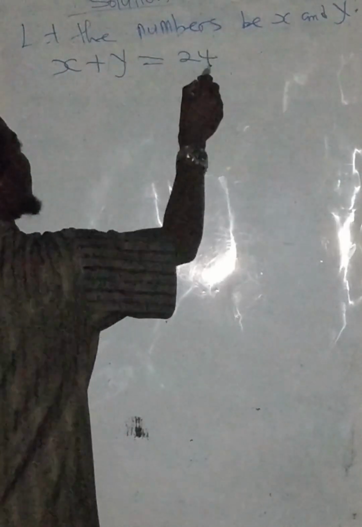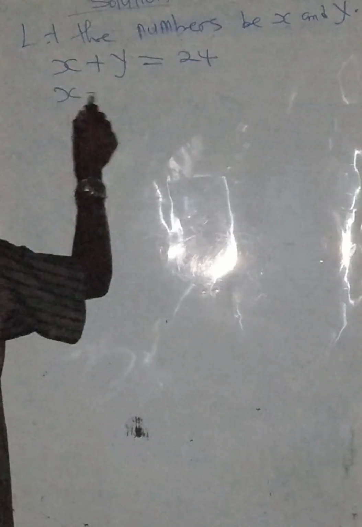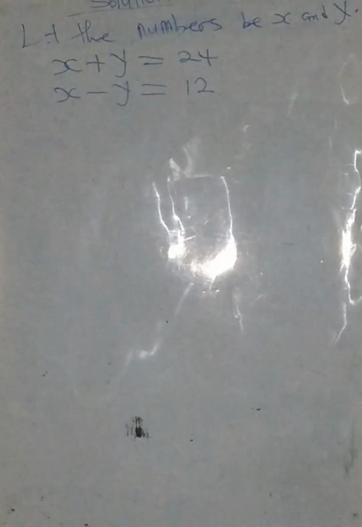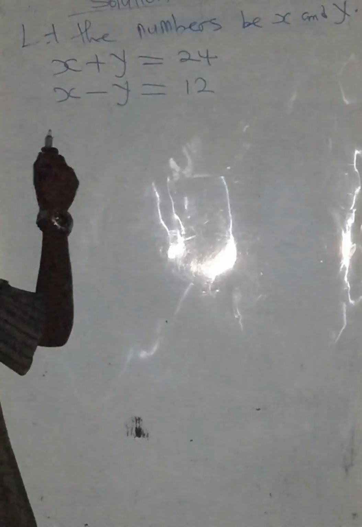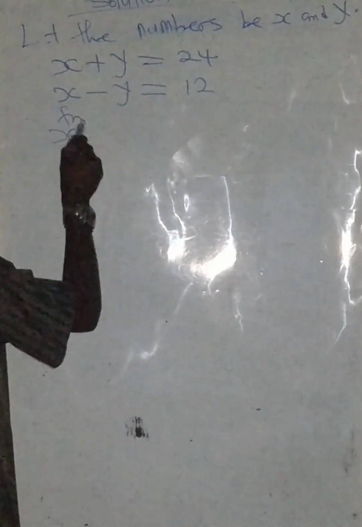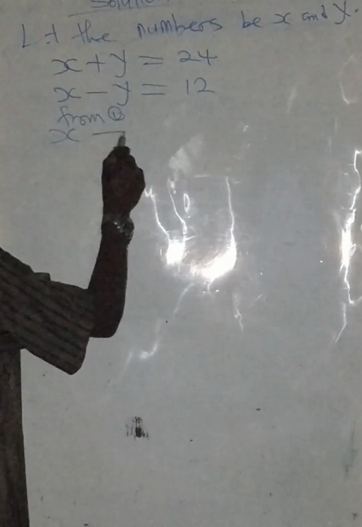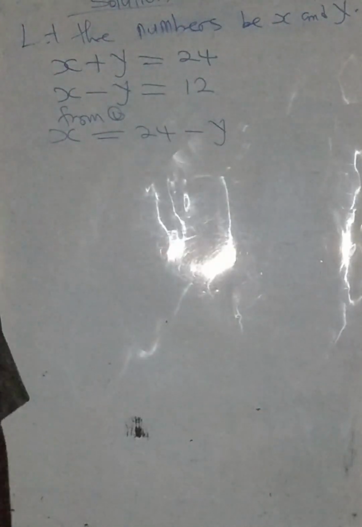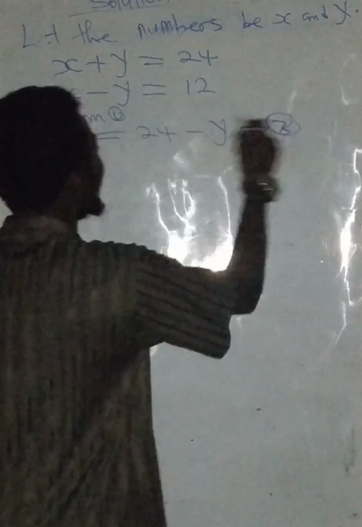So we have x plus y equal to what? 24. Now we have x minus y equal to what? 12. From this point, make x the subject. We say x from equation 1 is equal to 24 minus y. We can call this equation 3.